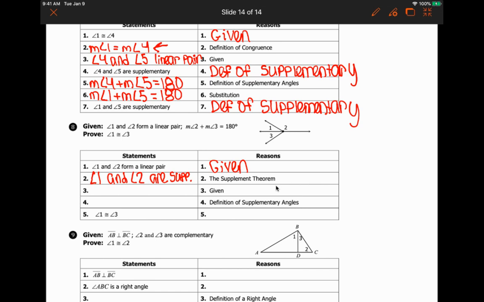Okay, then they have another given. So the measure of angle 2 plus the measure of angle 3 equals 180. It's also given. And then they want the definition of supplementary angles. So then I would say angle 2 and angle 3 are supplementary. Okay, so then we know 1 and 2 are supplementary and 2 and 3 are supplementary. So then we're saying 1 has to be congruent to 3.